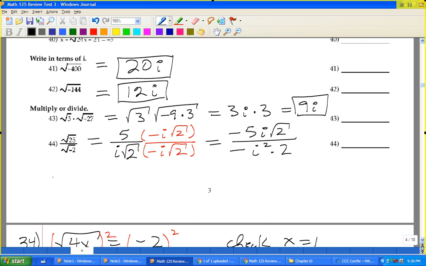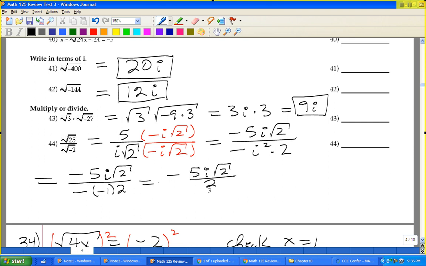So this is equal to negative 5i rad 2. i squared is a negative 1, so that becomes a negative 1 times 2. Negative times negative is positive, and so you just get 5i rad 2 over 2, negative 5i rad 2 over 2. And that is your answer.